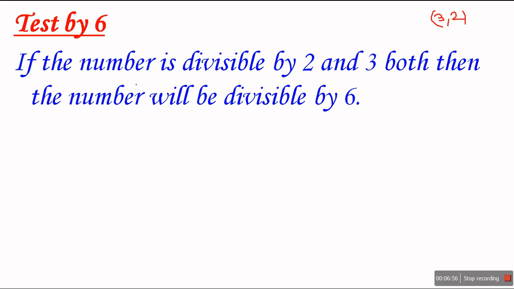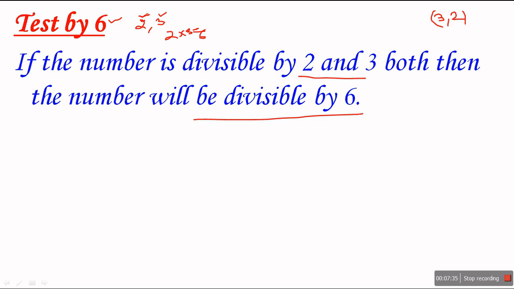If the number is divisible by 2 and 3 both, then the number will be divisible by 6. Whenever we are looking for the test for 6, we need to find two coprimes. 2 and 3 are two coprimes. If the number is divisible by 2 and by 3, then the number will also be divisible by their product, that is 6. So, a very simple test for 6. We need to check whether the number is divisible by 2 and 3 both.